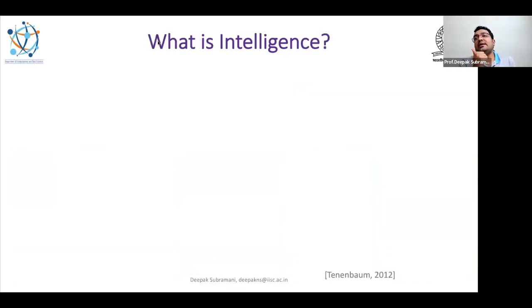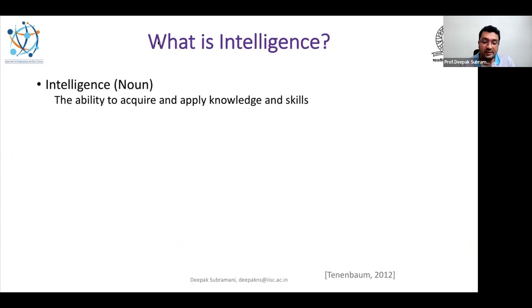So we need to understand what is intelligence. What do we mean by intelligence? Intelligence is the ability to acquire and apply knowledge and skills. Okay? Intelligence is the ability to acquire and apply knowledge and skills. That is what we mean by intelligence.